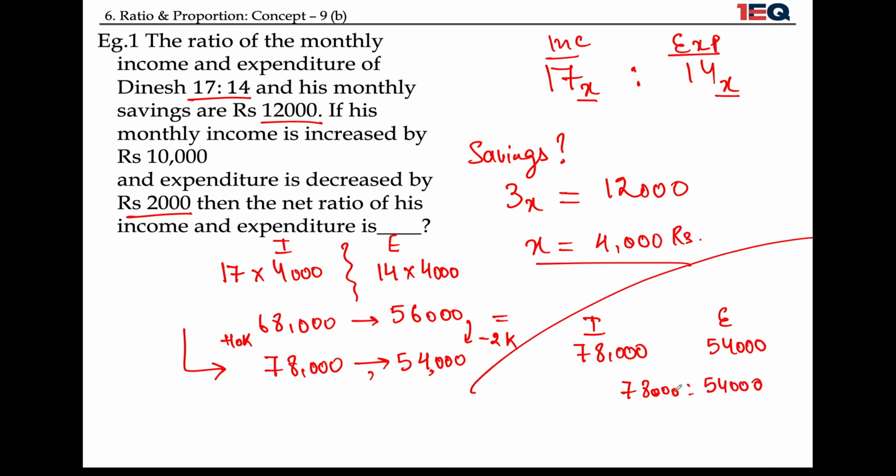Okay, the three zeros go with the three zeros, and I think six nines are 54 and six thirteens are 78. So I have 13 is to 9 as my output, and the net ratio of his income and expenditure is nothing but 13 is to 9. Okay, I hope I made myself very, very clear.